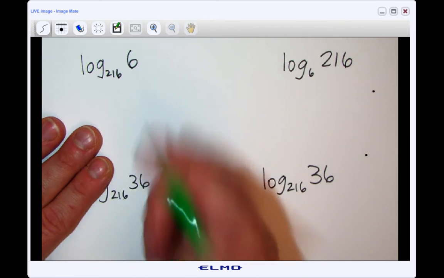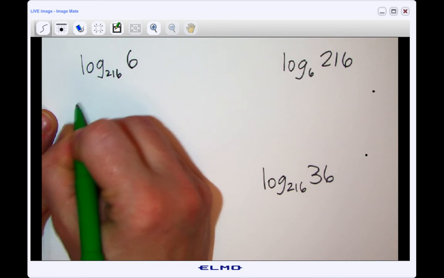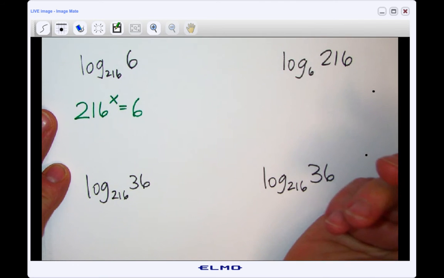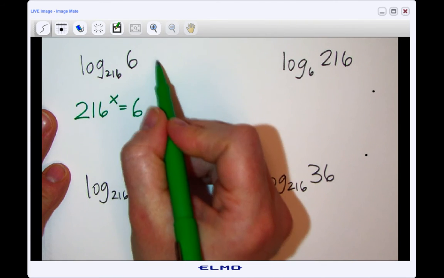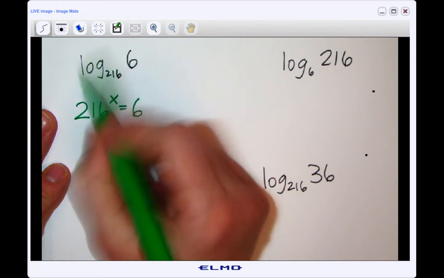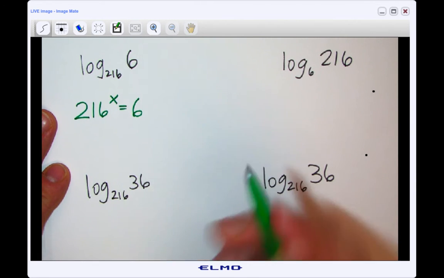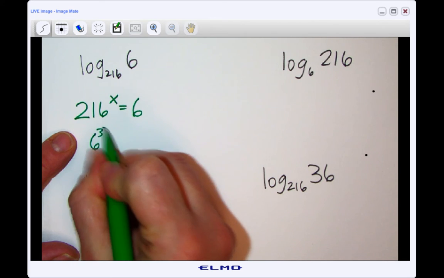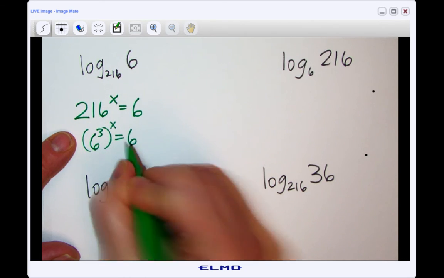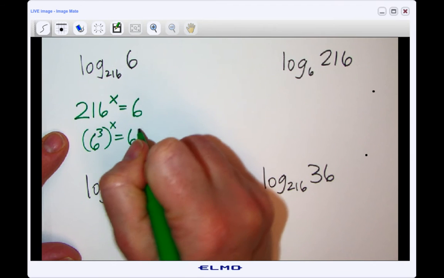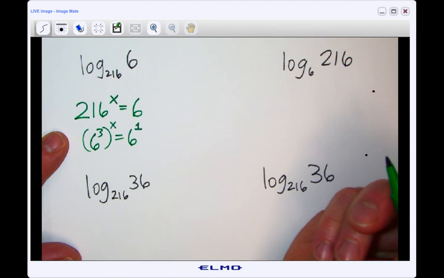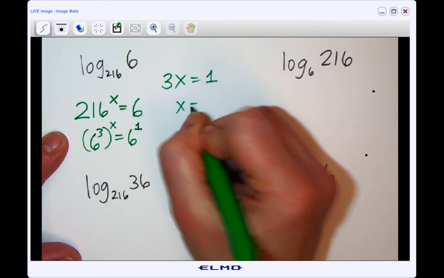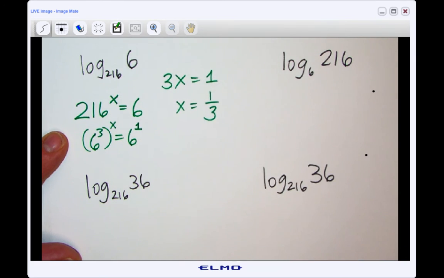Let's take a look at this one. This says 216 to the something has to come out to be a 6. Log base 216 raised to some exponent, this exponent, is going to give me a 6. 216, maybe you don't know, but that's 6 to the 3rd to the x. So now, what exponent do we imagine is here? We imagine it being 1. So this says 3x is equal to 1, so x must be equal to 1/3.